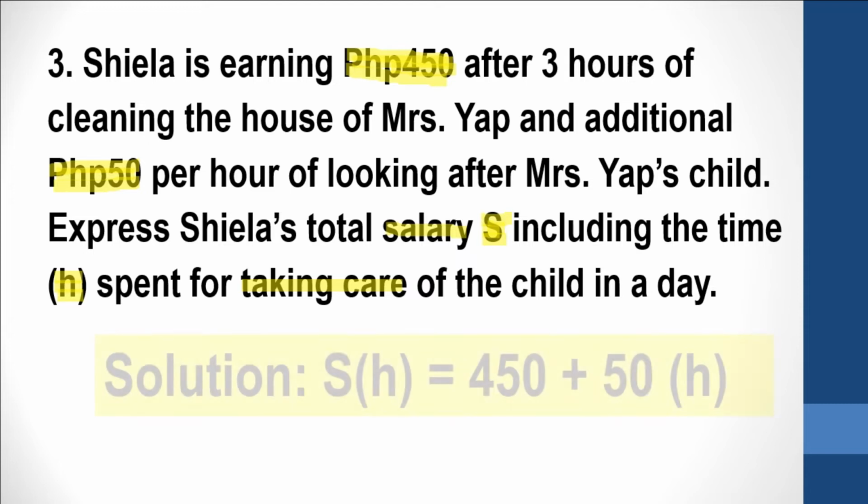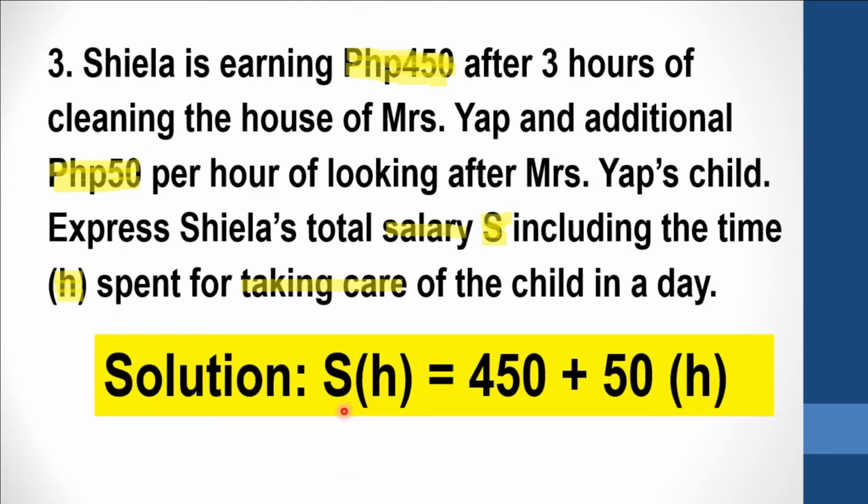Ito yung ating sagot. We have the function S of H, or the salary in terms of the number of hours for taking care of the child, equals 450. Okay, so san galing tong 450 dito sa ating cleaning the house? The salary for cleaning the house, 450. Plus, yung additional niya, 50 times per hour na nag-alaga siya ng child. So, that's why S of H equals 450 plus 50 times H. Yung H, ito yung oras na ginugol niya para mag-alaga sa bata. Okay. So, let's try this function.